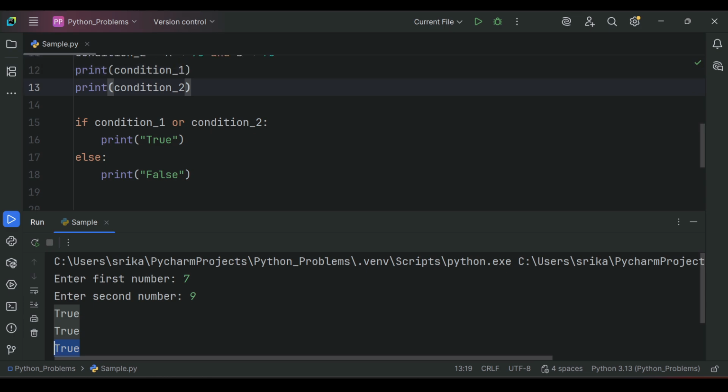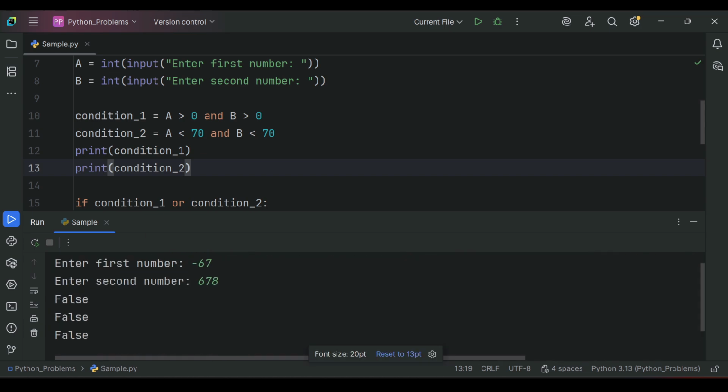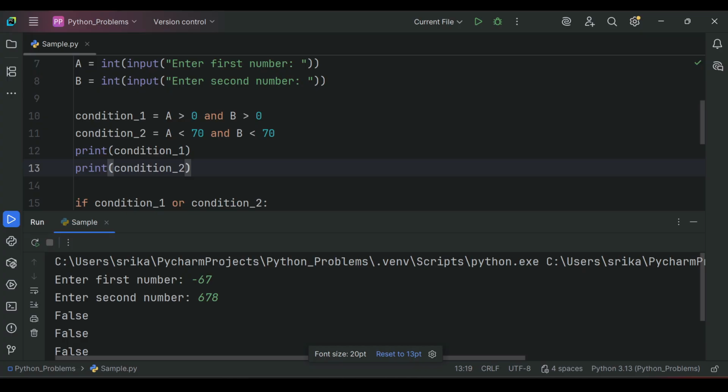Now see here, one number I am giving minus 67 and another number I am giving 678, and see the output. Here one number is negative, that's why the output is false for the first condition. The next one, here one number is 678. 678 means it is greater than 70. Then condition 2 is also false. Then the output should also be false. False or false is equal to false.